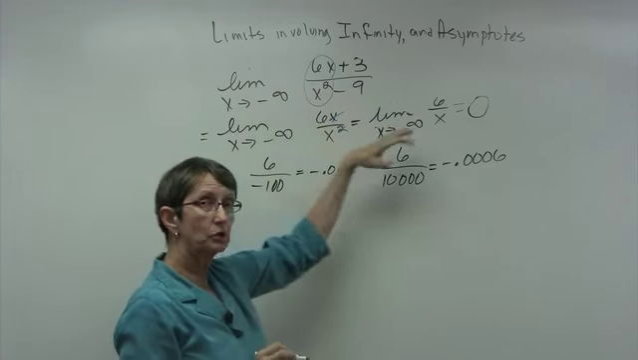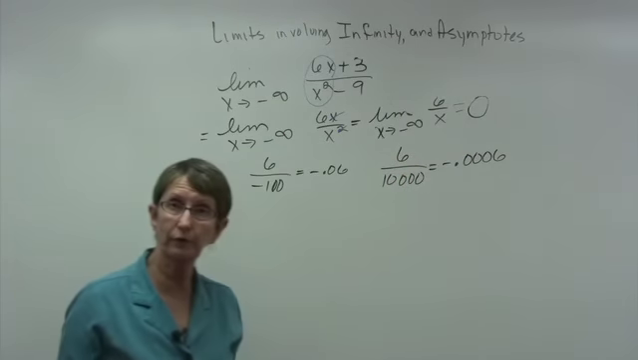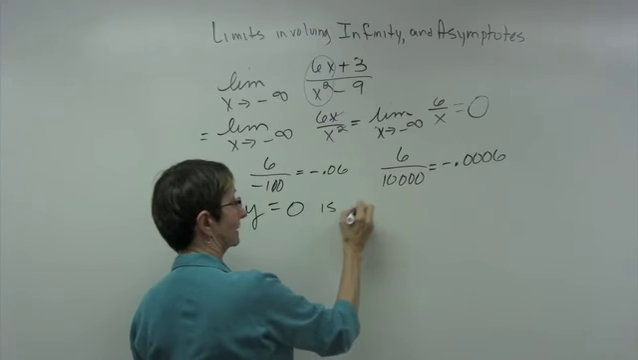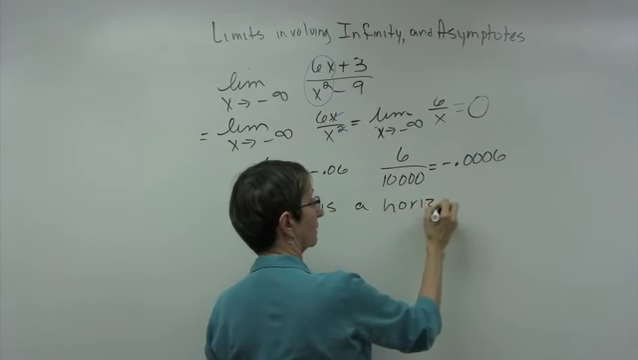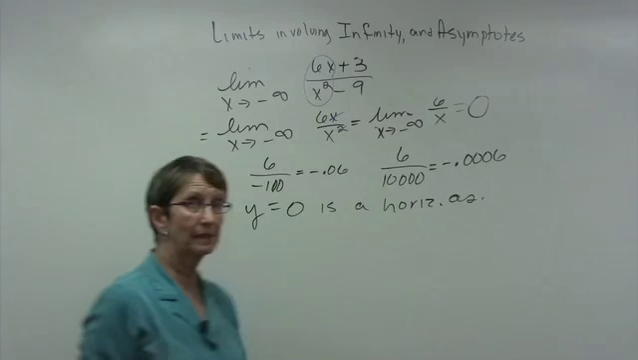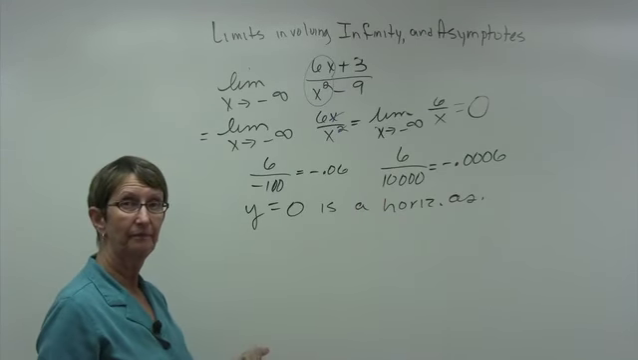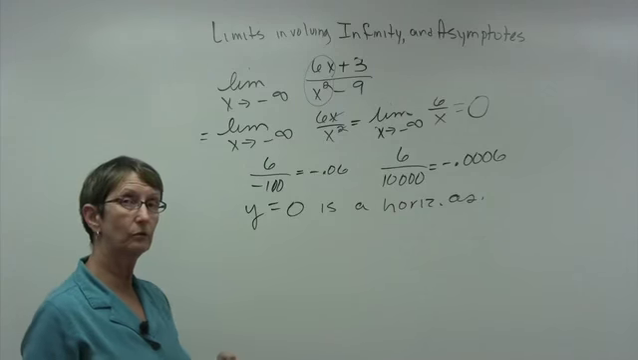So I use dominant terms and I got a 0. Well, 0 is a perfectly good number. That just tells us that y equal to 0 is a horizontal asymptote for that function. It doesn't mean the limit does not exist. It means the limit is 0. Remember, the limit is what y is equal to.